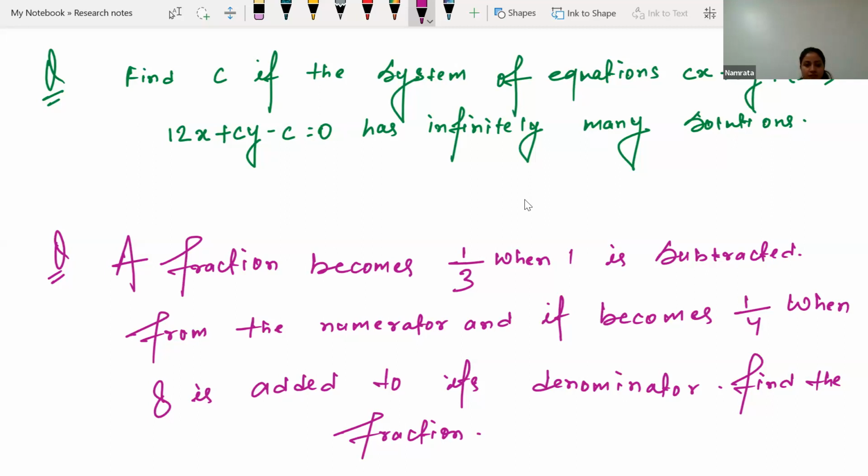Do I have to solve the question graphically? No, since C is there, we won't be able to plot the graph, like the A1 by A2. We just take A1 by A2, B1 by B2, C1 by C2, and we just have to solve by taking one of the comparisons. We will do it from there, and we will get the value of C. That's it.